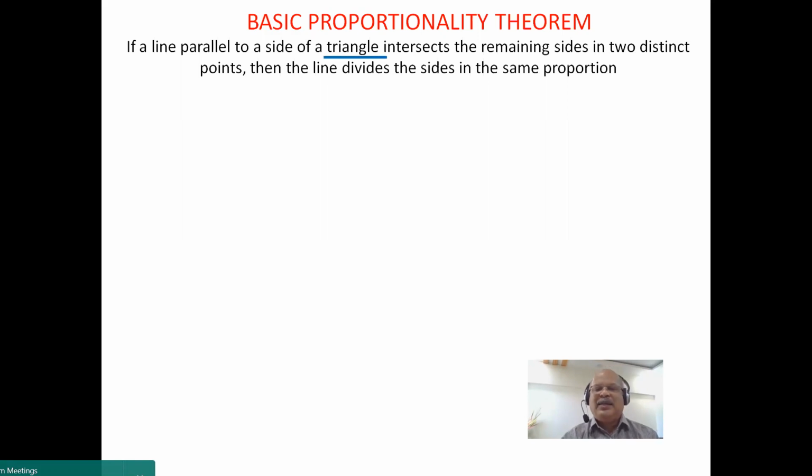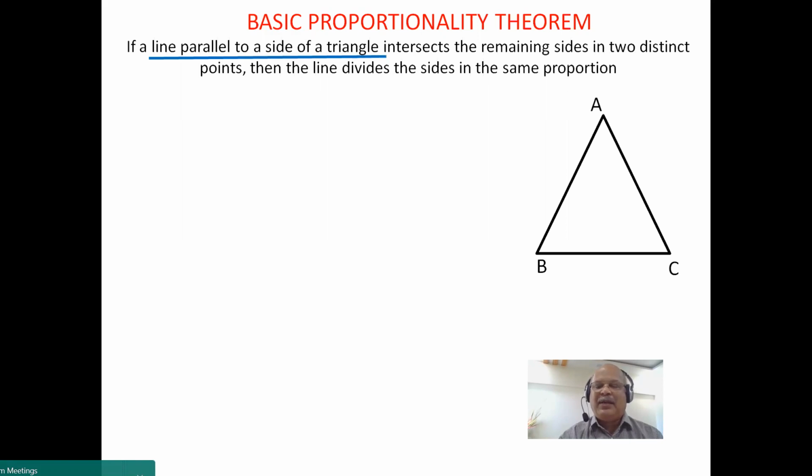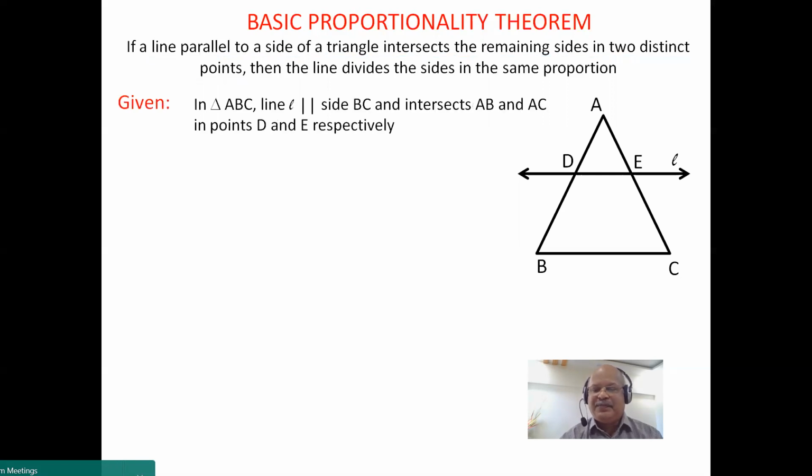It is told to us that there is a triangle. So let us take a triangle ABC. Further, we come to know that there has to be a line parallel to one of the sides of the triangle. Let us take line L parallel to side BC. And this line intersects the remaining two sides in two distinct, meaning different, points, and let those points be D and E. So this is what we have as our given: a triangle ABC, line L parallel to side BC, intersecting AB and AC at D and E respectively.